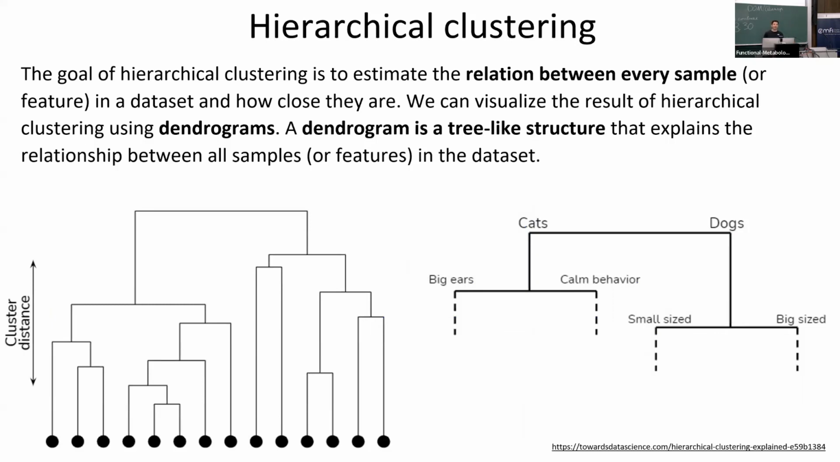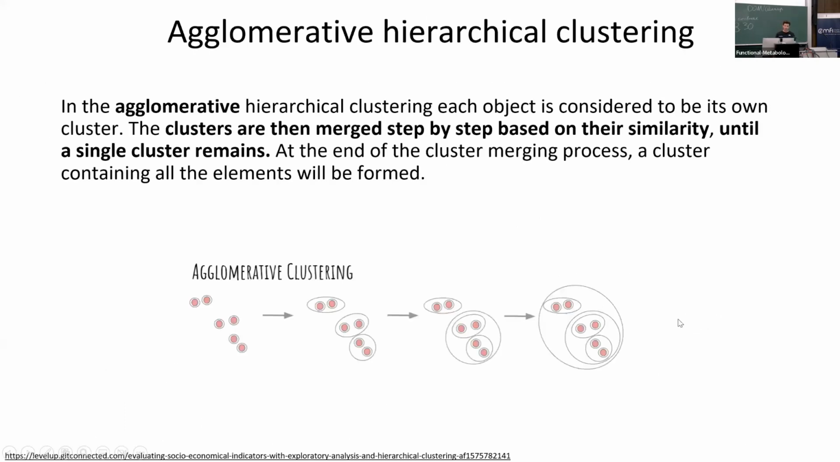And the only clustering approach I'm talking about today is hierarchical clustering, where basically the goal is to estimate the relation between every sample or feature in a dataset. And it can be visualized in this very nice way with a dendrogram that you probably saw many times before, where the height here indicates the cluster distance. So from the bottom up, you have more similar objects until the top. And for instance, here we can split cats and dogs and the size and so on.